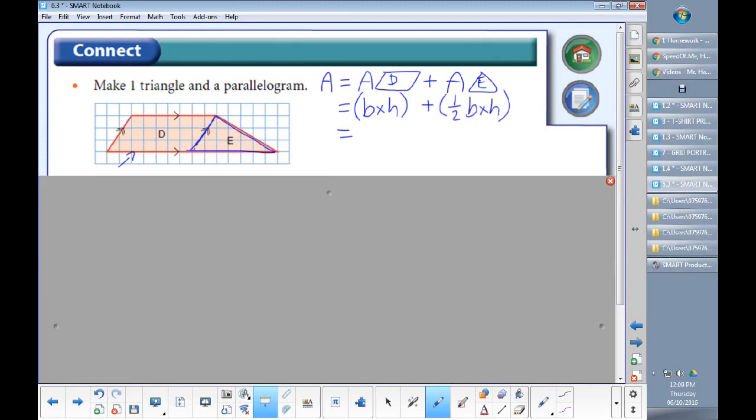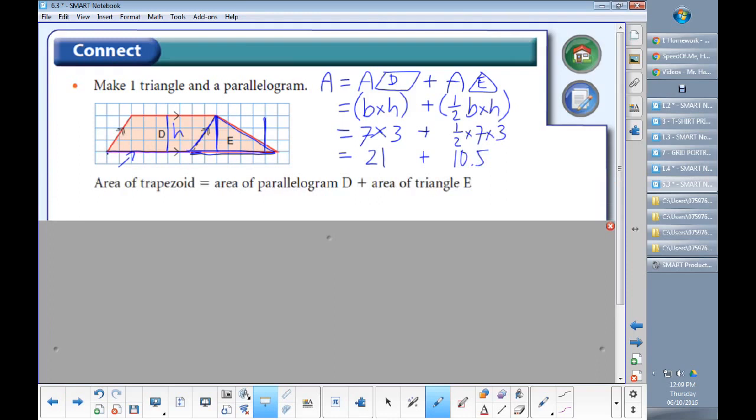And the base of your parallelogram is 1, 2, 3, 4, 5, 6, 7 units. And your height is 1, 2, 3 units. That's your height. So it's 7 times 3, or 21 square units for your parallelogram. Your base for your triangle is also 7, so you're going to do half times 7, and our height is going to be the same. It's also going to be 3. Doesn't matter where we measure that height. It could be outside of the triangle or inside. So it's half of 7 times 3, which is 10.5.